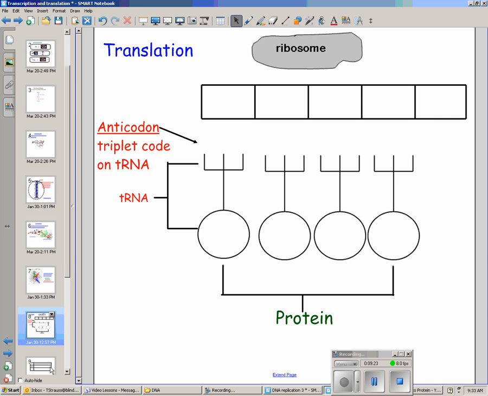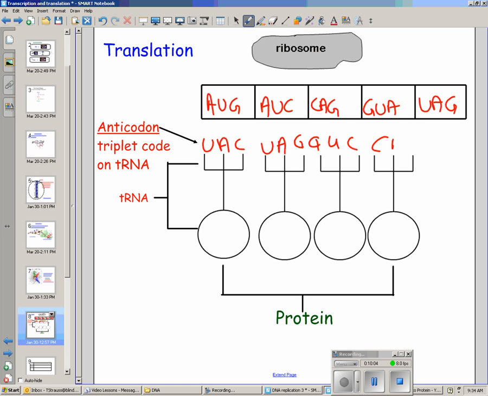If we do some practice with translation, we'll start with the code that we started with. So we started with AUG, AUC, CAG, GUA, and UAG. Now this is at the ribosome. The anticodon is going to be the complement of that. So it's going to be UAC, UAG, and then GUC and CAU.